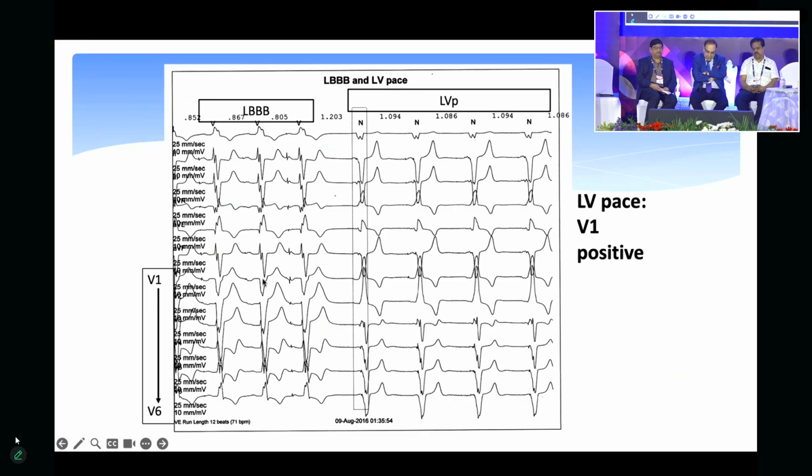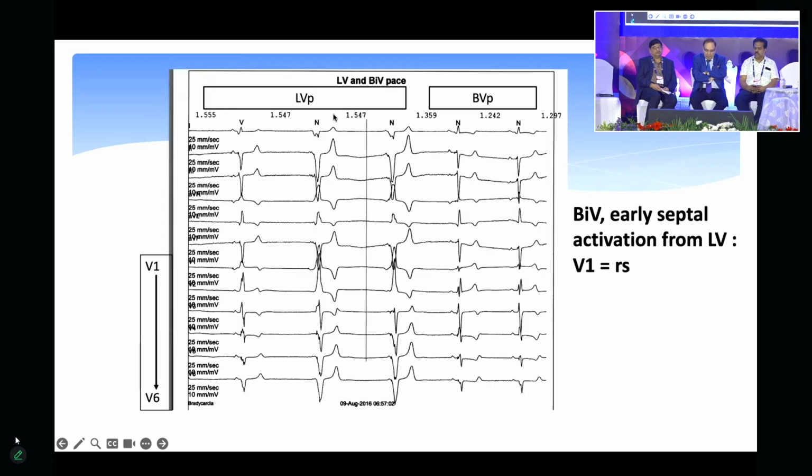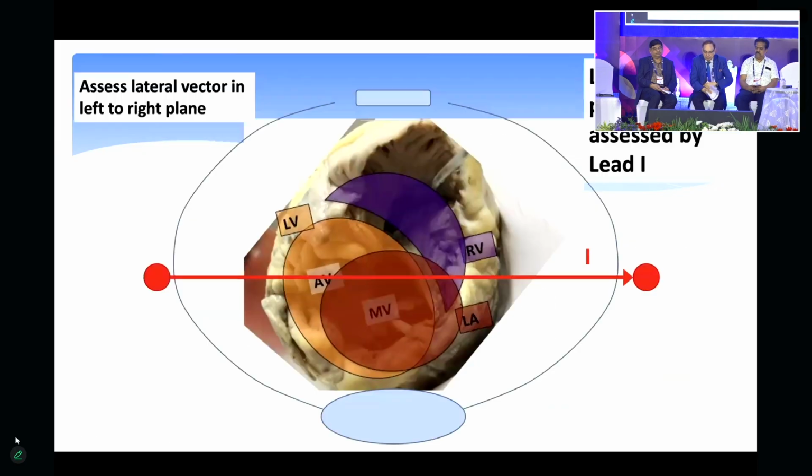In LBBB, we are not pacing the posterior part. There is no electricity from the posterior part. The moment we start pacing from the posterior part, we find that V1 becomes completely positive. And when we combine both of them, biventricular pacing, pacing from the anterior part and the posterior part, we get a combination. That is, we get an RS in V1. When we change from LV pacing to bi-V pacing, you get an R in V1, but it's not a complete R in V1. So that's the hallmark of bi-V pacing, in the postero-anterior plane.